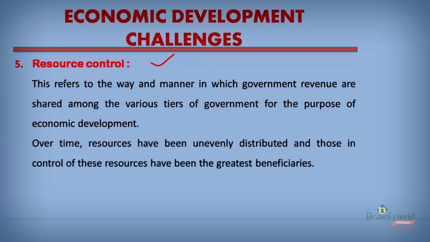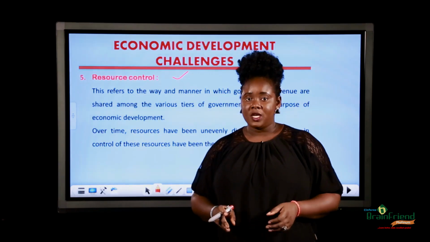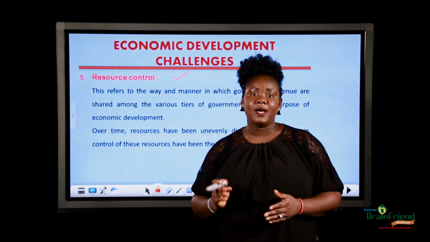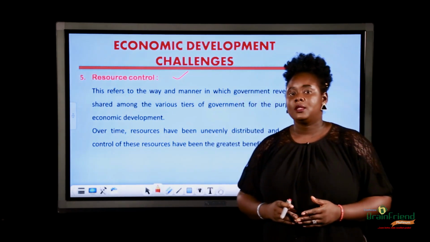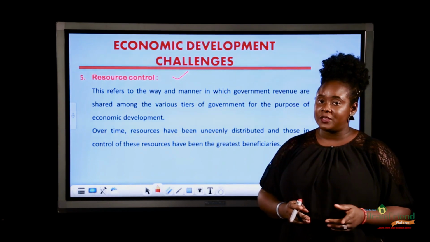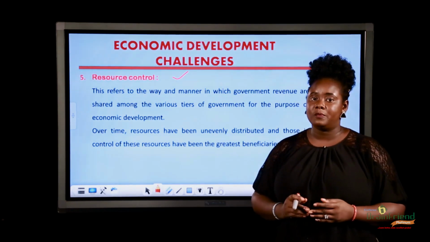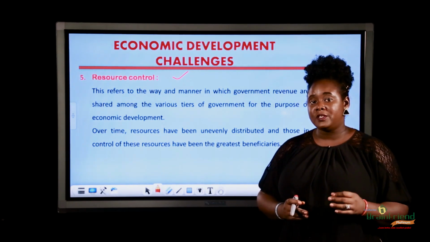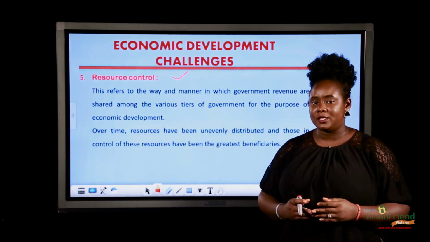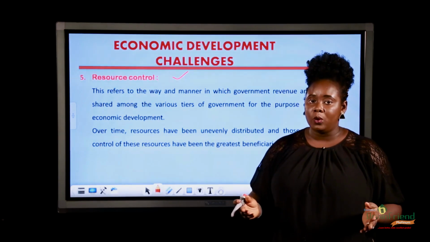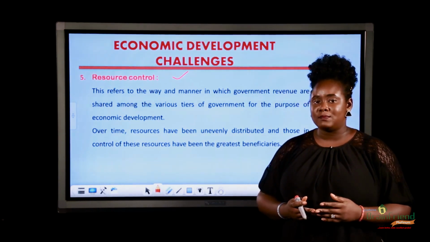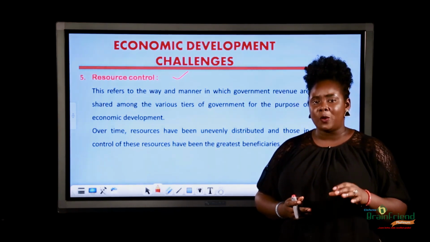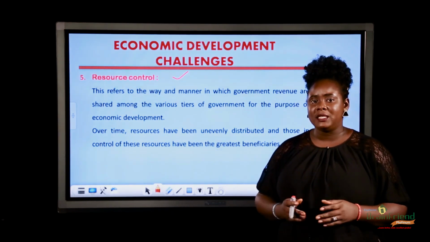This simply refers to the way in which government revenue is shared among the various tiers of government for the purpose of economic development. Now, these tiers of government include the federal, the state, and the local government. Oftentimes, it is seen that people in control of these resources are the greatest beneficiaries, whereas those below do not receive as much as they are supposed to get. This impedes or stops them from achieving economic development.